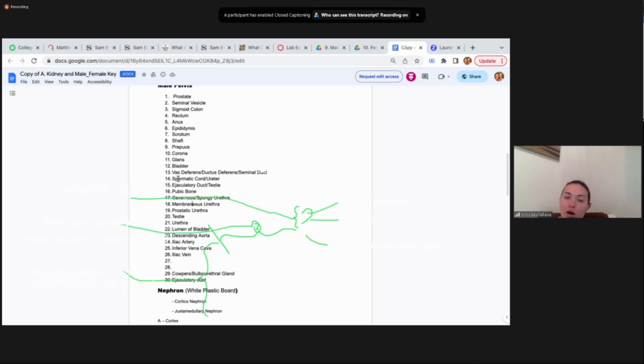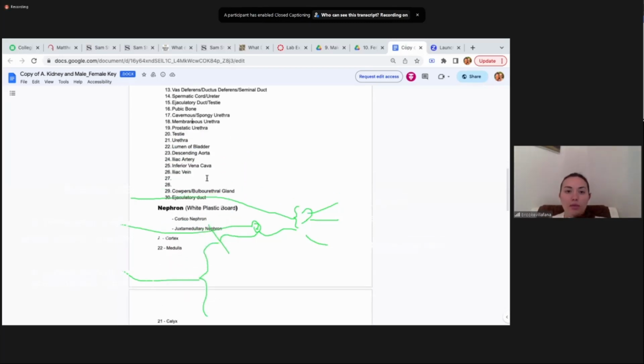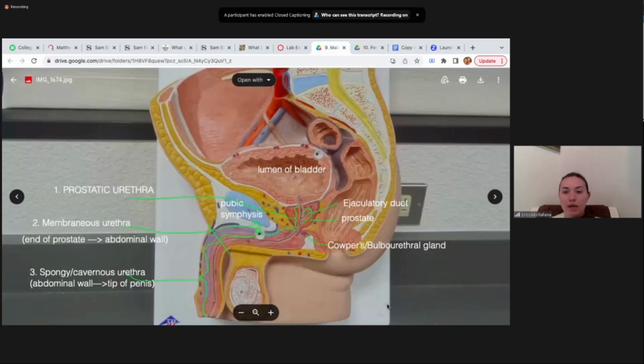Number 14 on one of the models is the spermatic cord. Number 14 on a different model is the ureter. Versus vas deferens, ductus deferens, seminal duct would all be names for the same thing. So I know that's a little bit confusing. Okay, but we did everything else. So let's go back here. All right, that's that. Let me erase this.